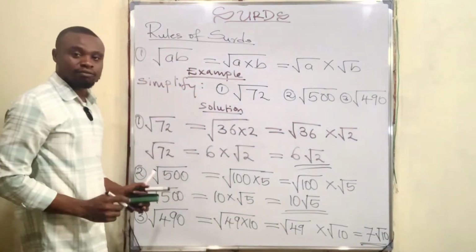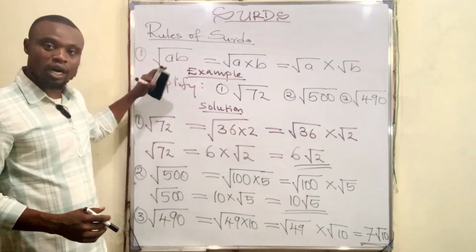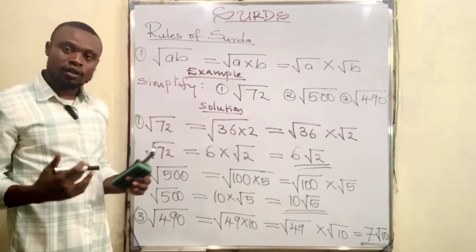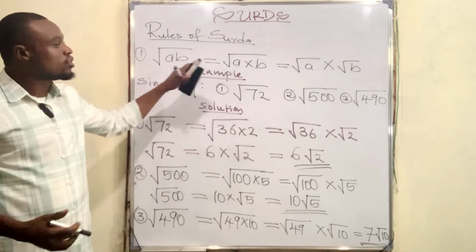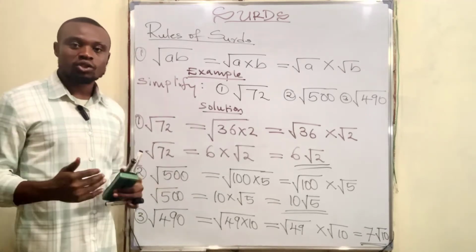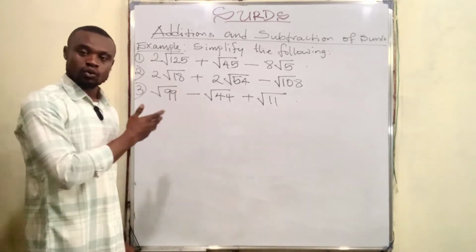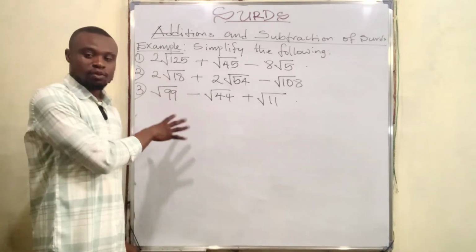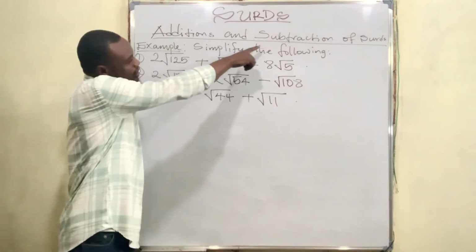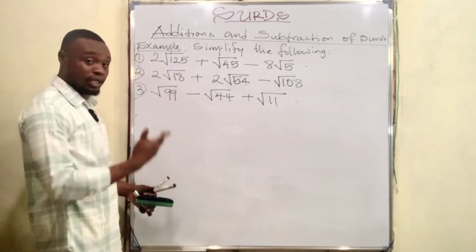So this is just an example to show you how to go about finding the factors and applying this first rule. So let's now move straight into the additions and subtractions of surds. These are basically the questions that I'm going to use in explaining the additions and subtractions of surds. So let's get to it.